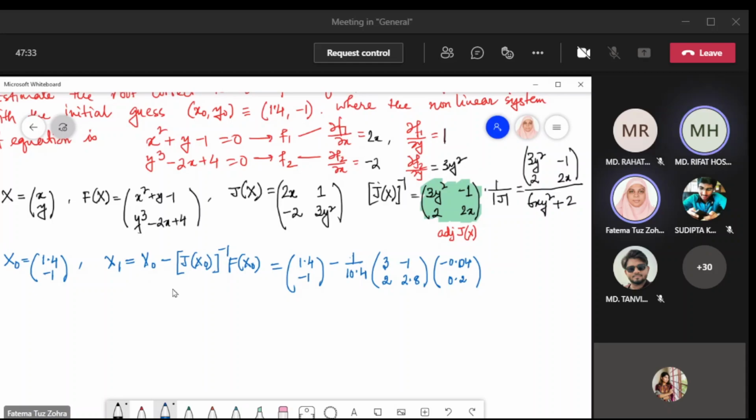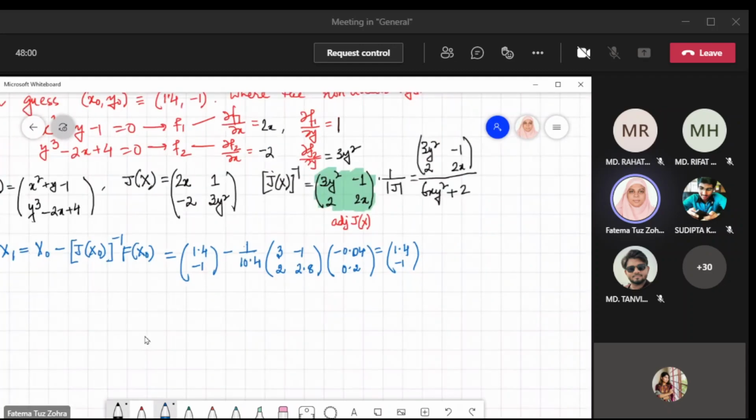So then you need to multiply. Do you remember 1.4 minus 1 multiplication? You need to multiply this one first, or you can do that one. Whatever you feel is easy, you can go ahead. If you multiply this number, 3 divided by 10.4 is 0.288.